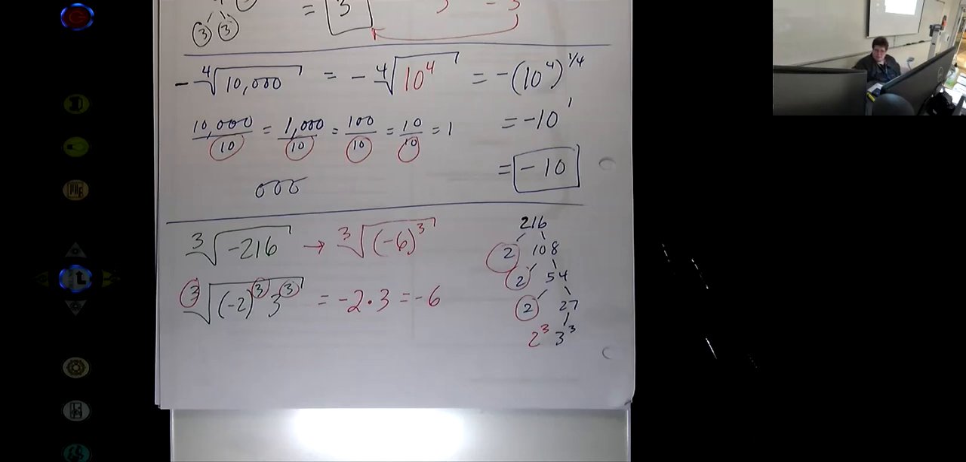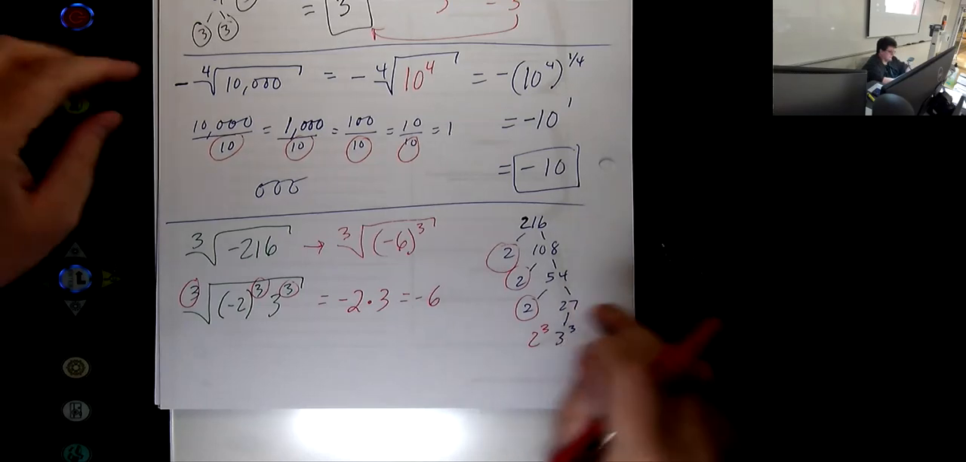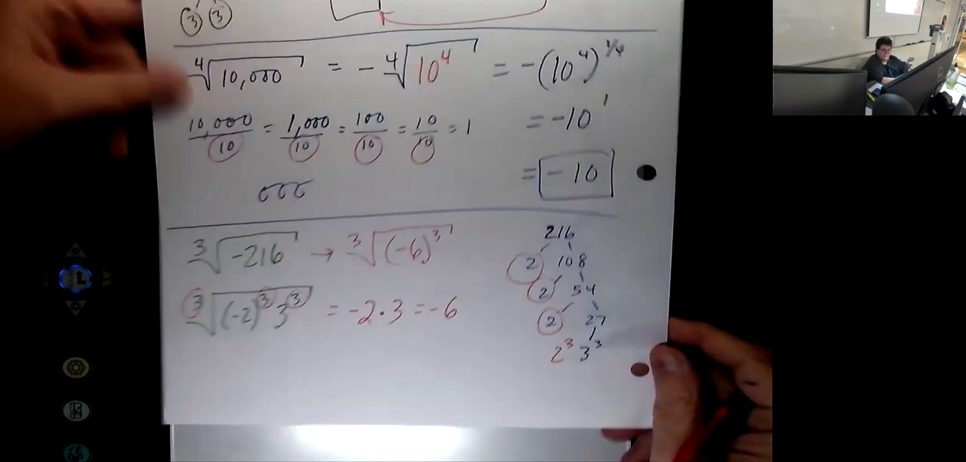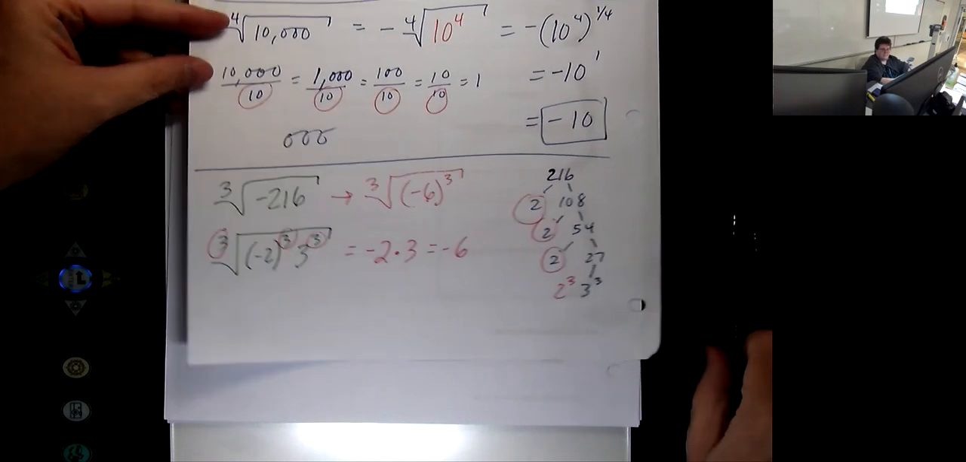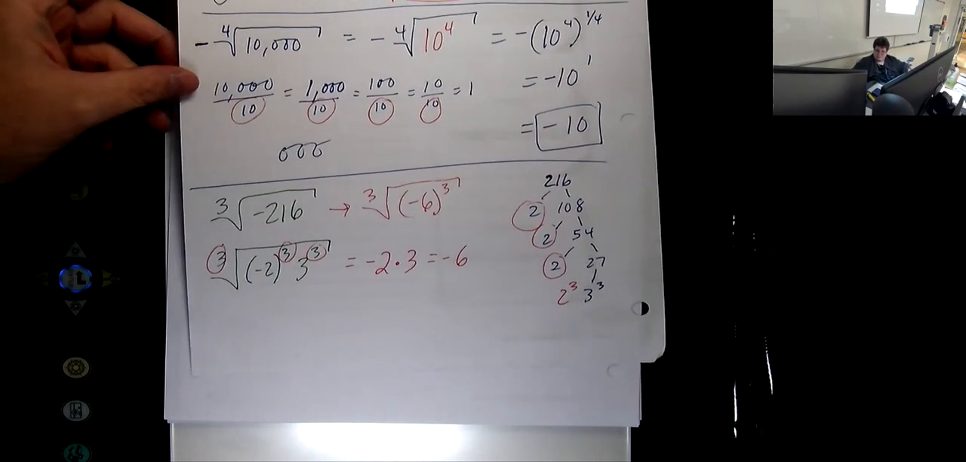Didn't I do that one already? No, I didn't. Ready for more? Let's do negative 64 to the 2/3.